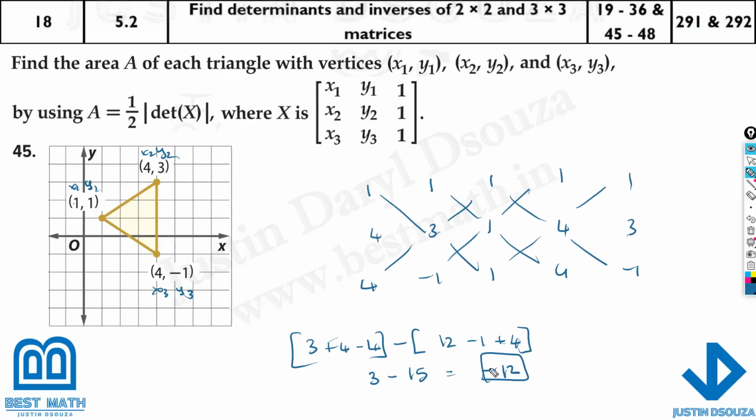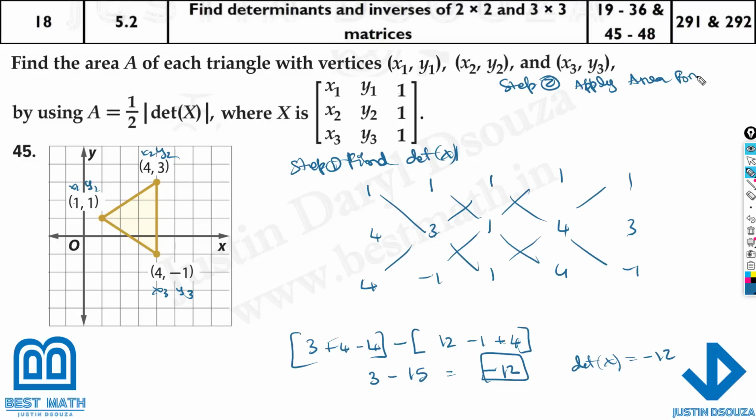Now you got the determinant to be minus 12. Can you see this magnitude? This is your step 1: find determinant x. We just found it. Determinant x is equal to minus 12. Step 2 would be, I'll just write it out over here: apply the area formula. A is equal to half, magnitude of determinant x, not A.